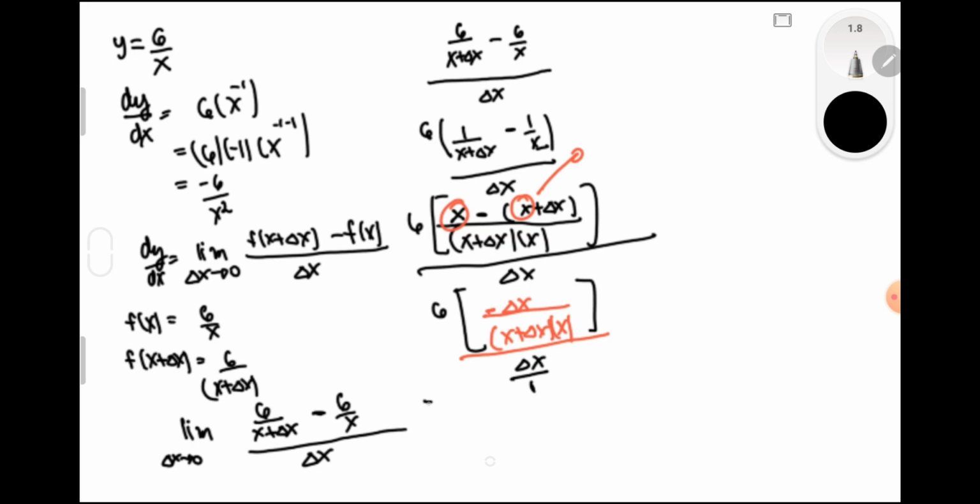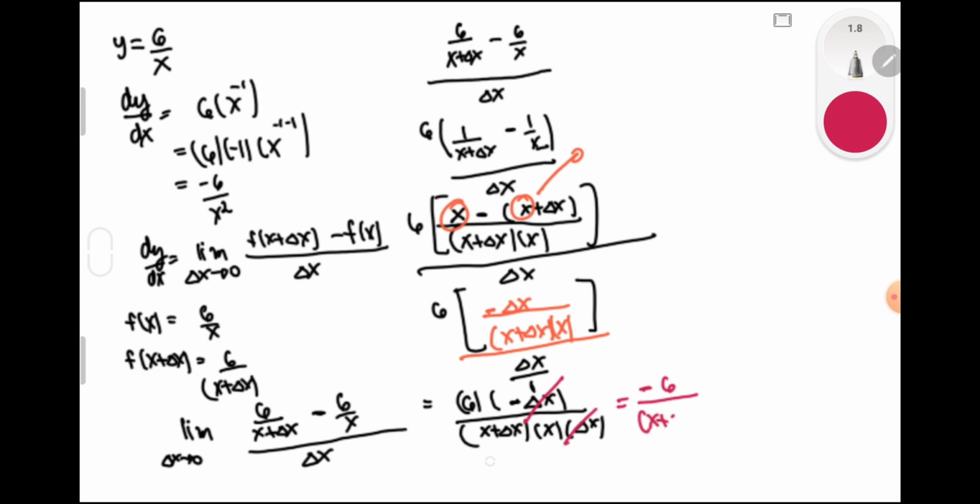So therefore, we will have a value equal to 6 multiplied by negative delta x divided by x plus delta x multiplied by x multiplied by delta x. So delta x divided by delta x is equal to negative 1. So therefore, we will have a value equal to negative 6 divided by x plus delta x multiplied by x.